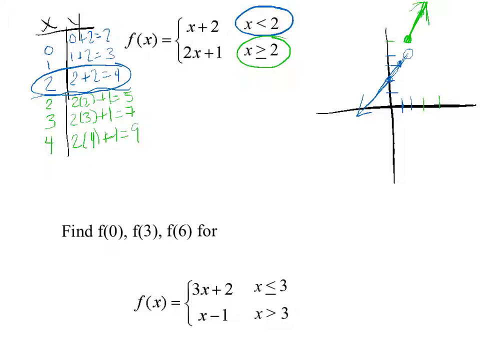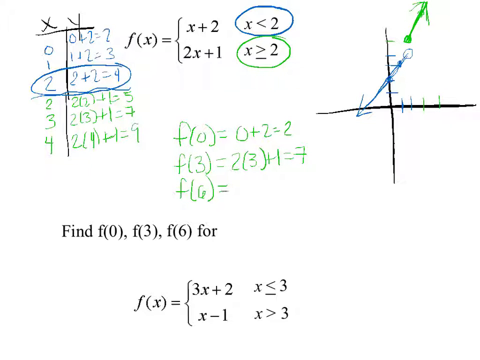Now once again I want to find my f of 0, f of 3, and f of 6. And once again I need to pay attention to where the x is. Here I'm looking at x is 0, and 0 is less than 2, so I'm going to use the top equation. So we have 0 plus 2 equals 2. Then I'm going to try 3. 3 is bigger than 2, so I'm going to go with the bottom one. And then we'll try 6. 6 is once again bigger than 2, so we go with the bottom one. And we get 13.